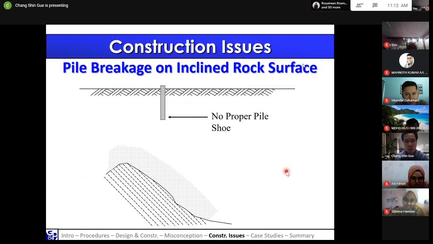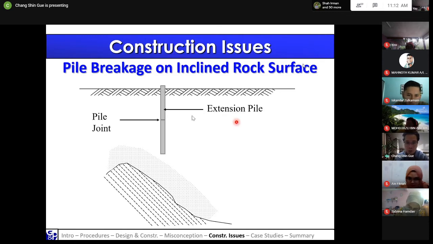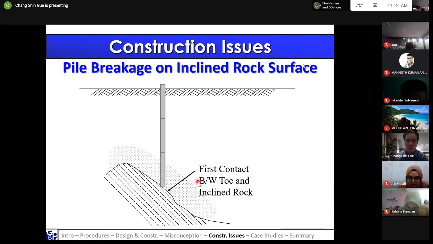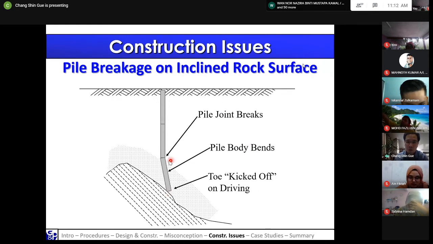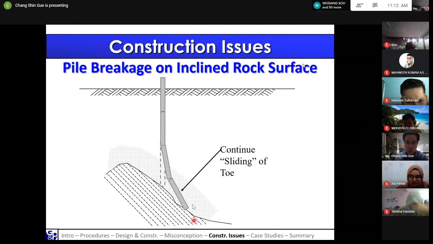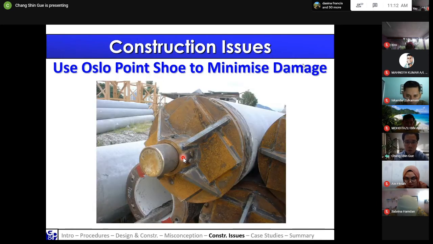The other issue with piling is pile breakage, especially on inclined rock surface. Particularly if you are piling on a rock surface and you do not have proper pile shoes, if you continue to join the pile and continue to pile it down, and you contact the inclined rock surface without proper shoes, then the pile joint will break and the toe will kick off. Continue piling, then the pile will continue to slide. If you continue piling, this will keep on going down, but your piles are actually cracked or the joints are actually broken. So to overcome this, typically we use what we call an Oslo point shoe.